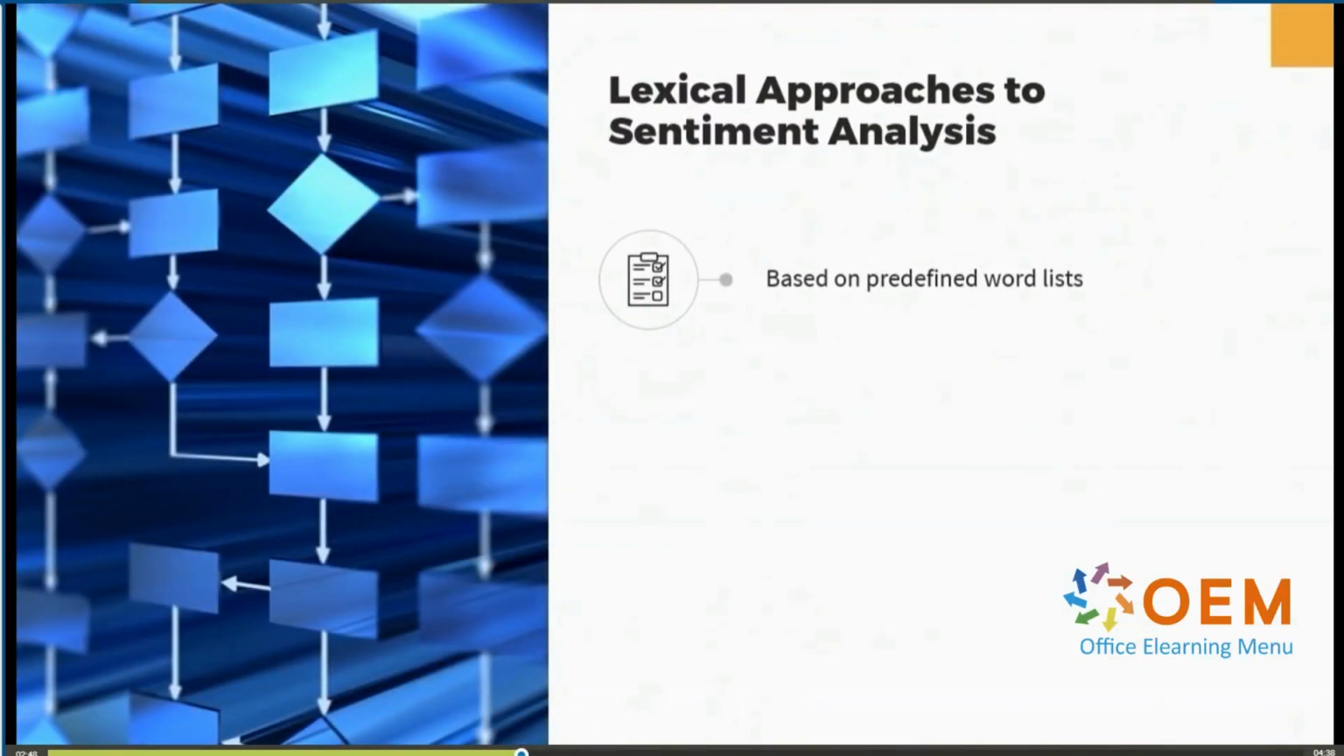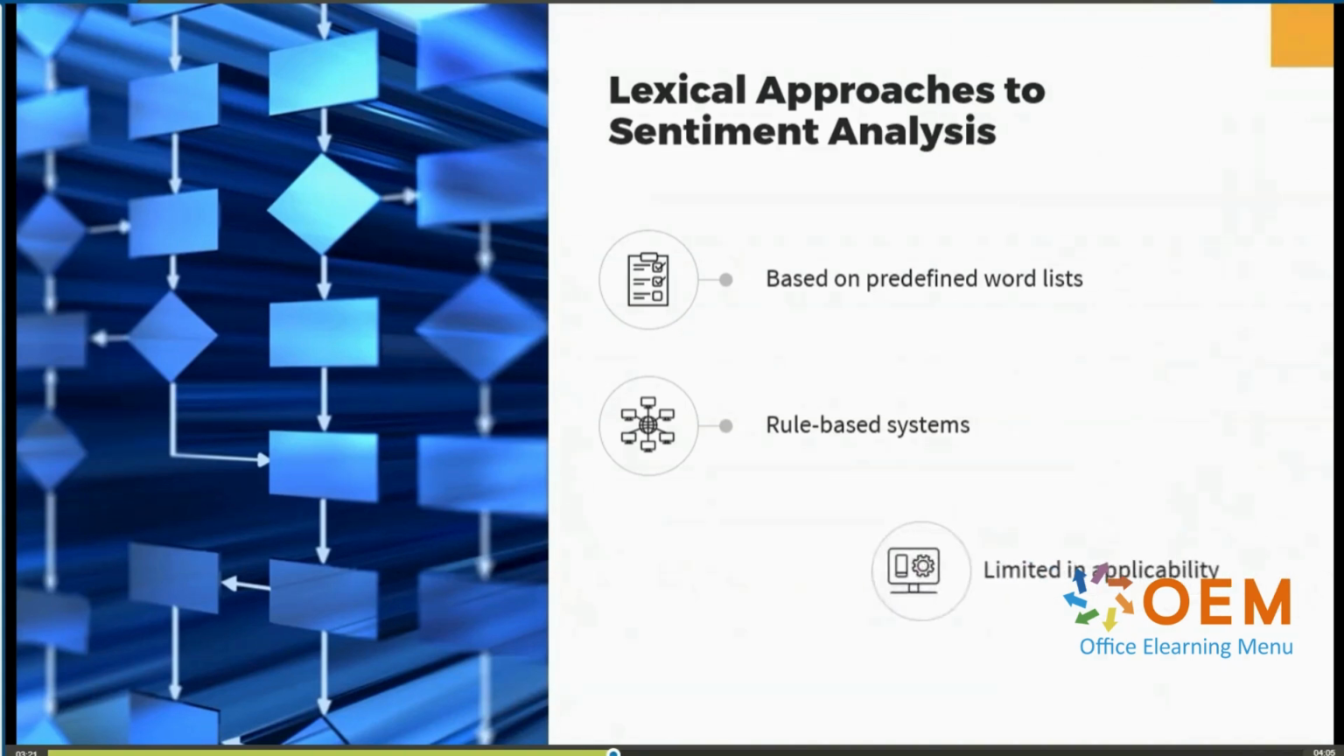Lexical methods rely on predefined lists of words with associated sentiment scores. These lists, called sentiment lexicons, may include words categorized as positive, negative, or neutral. Lexical systems are rule based systems. They apply rules to the text based on the sentiment lexicons. The rules could maybe just count the number of positive and negative words to determine the overall scores. Rules can also be more nuanced. They can consider intensifiers or negations. Very happy is an intensifier, not happy is a negation.